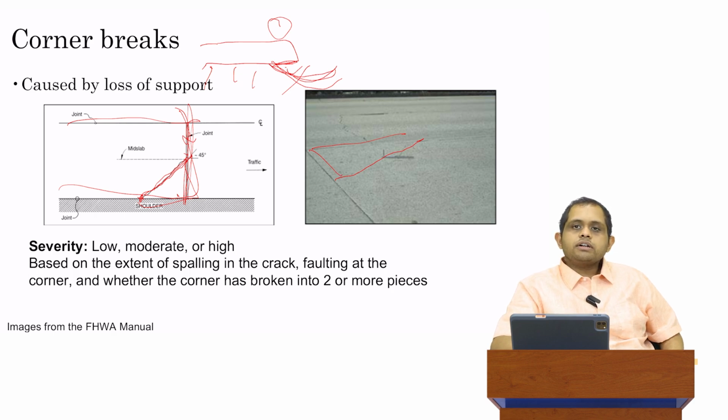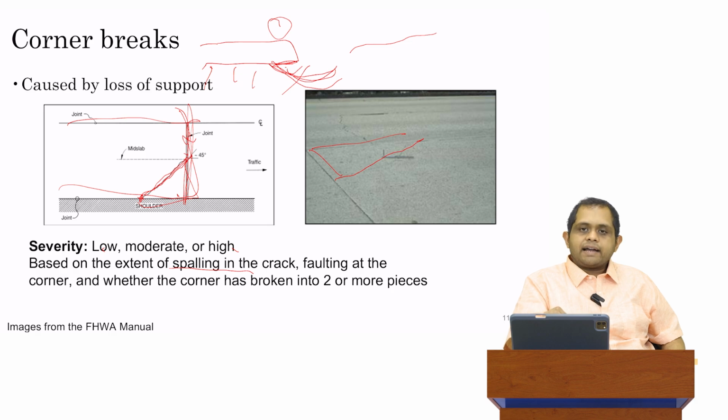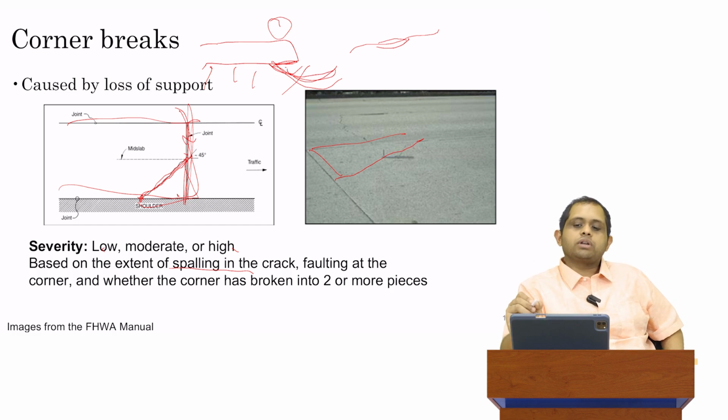The severity of the corner crack is generally classified into three categories: low, moderate, and high. How do we classify them? It depends on the extent of spalling on the crack. What is spalling? If you have a thin crack, that's generally fine. But what happens in many cases is around the crack, you start having loss of material. Some of the aggregate comes out, some of the concrete pieces come out, and you start getting some kind of a hole or a depression around the crack. That particular feature is called spalling.